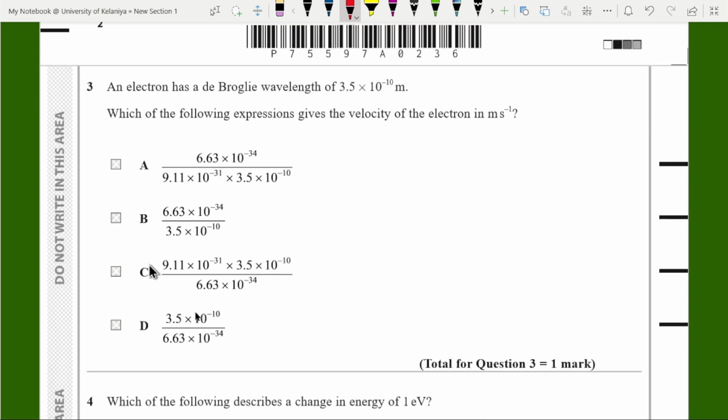This is very easy. Why? Because I hope you all know the equation for de Broglie wavelength. Lambda, the de Broglie wavelength, is equal to Planck's constant h over mv. In this case, you have to make v the subject. Then it is equal to h over m lambda. Without doing any calculation, you can select the answer A. How? Because we have the Planck constant, the de Broglie wavelength, and the mass of the electron over there. So the answer is A.